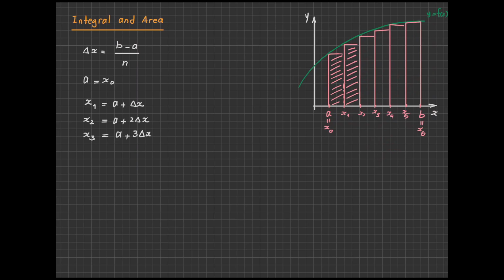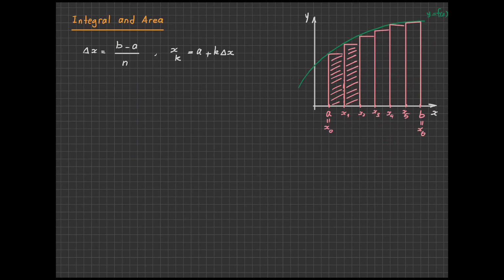Okay, so in general, if I ask you x number k, can you tell me what is the general formula here? Yes? A plus k times delta x. So this is in general. Yes? So if you don't mind, let me just clean them up. We don't need them anymore. So that is my xk.